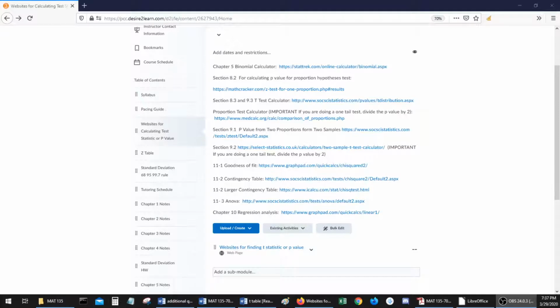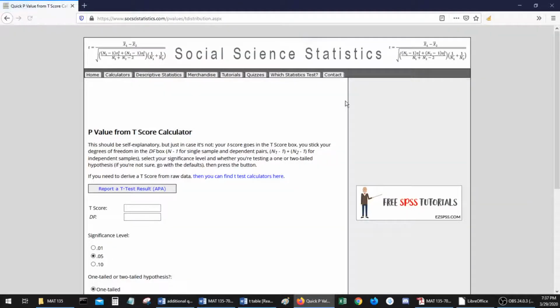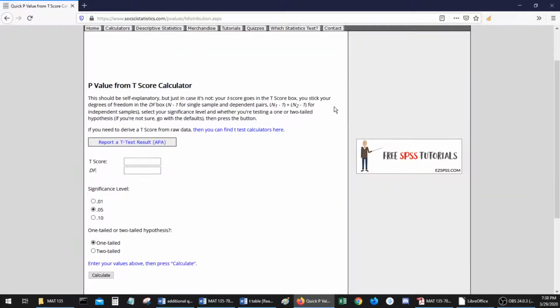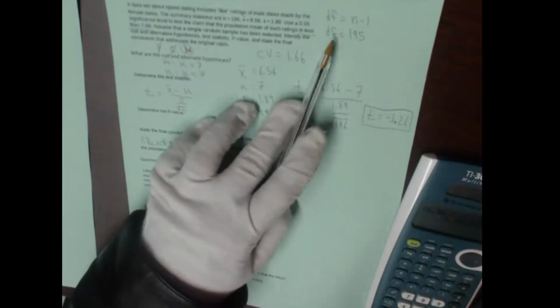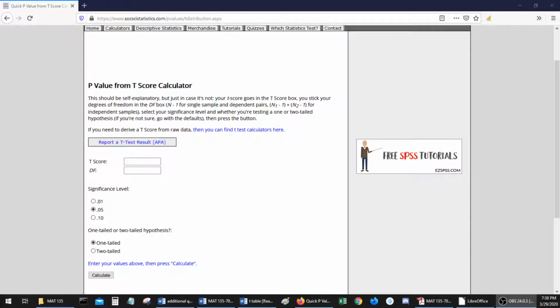And so if you come back to D2L, you'll notice that I have for section 8.3 and 9.3, I have a t-test calculator. So let's click that. Boom, here we go. So this is a little bit limited, but that's okay. In this case, our alpha level was 0.05. The degrees of freedom I need to type in. Remember that the degrees of freedom over on our notes was 195. So the degrees of freedom is 195.